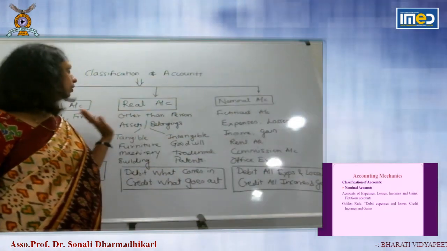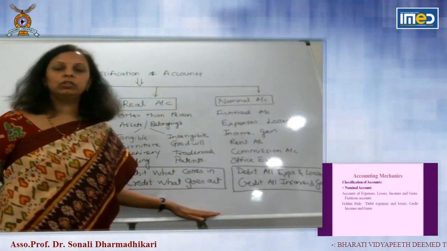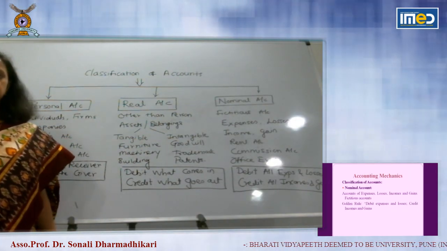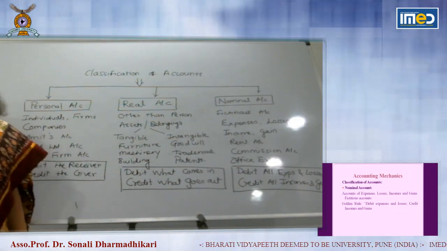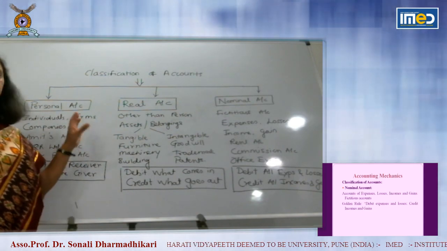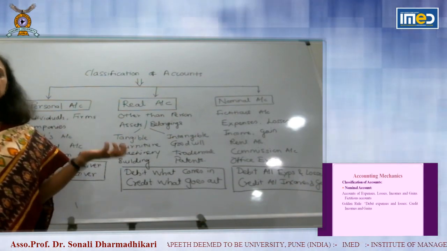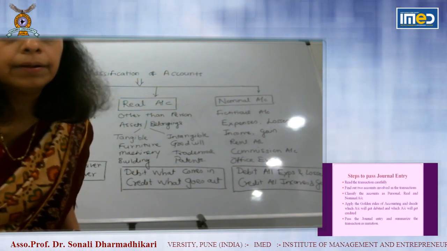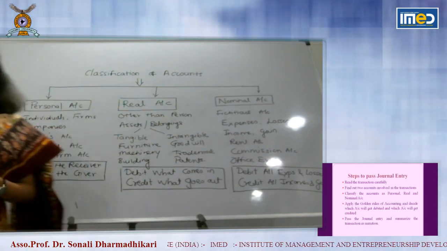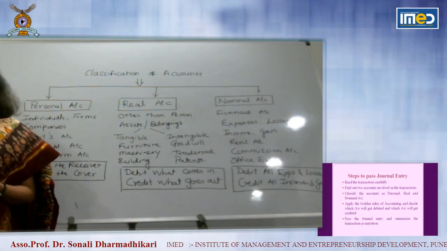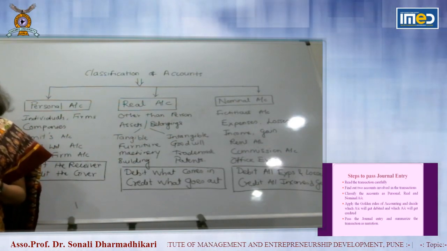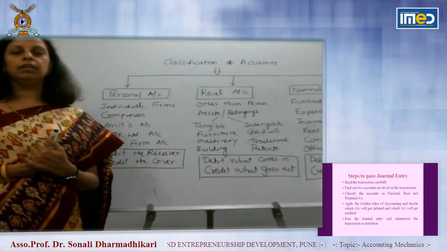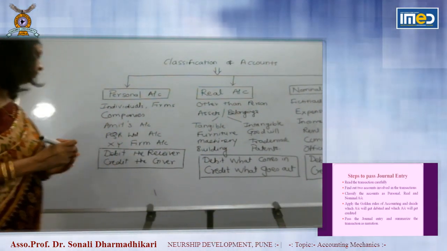So this particular chart you have to keep in front of you for initial practice of journal entries. So what is journal entry? Recording business transactions into the books of accounts. Now we are going to start with the primary book, or book of primary entry, which is called journal.